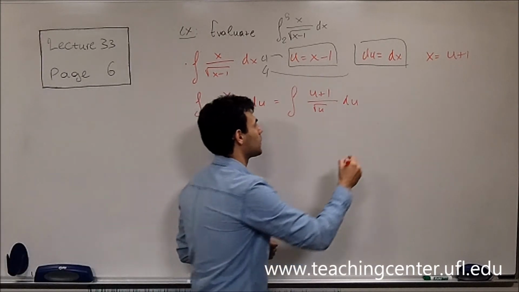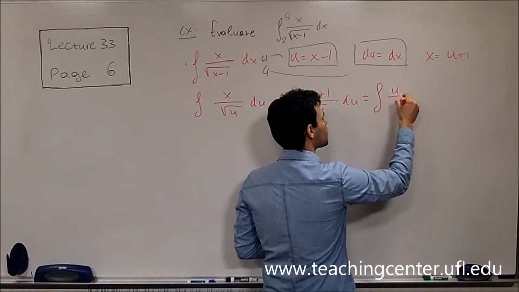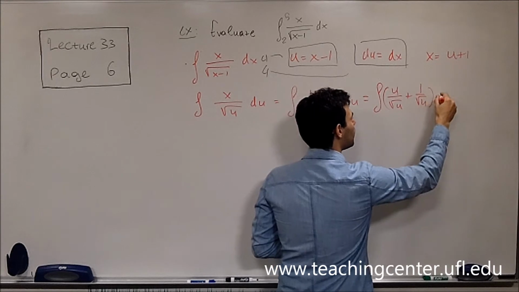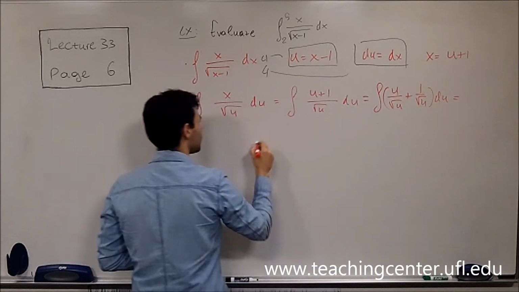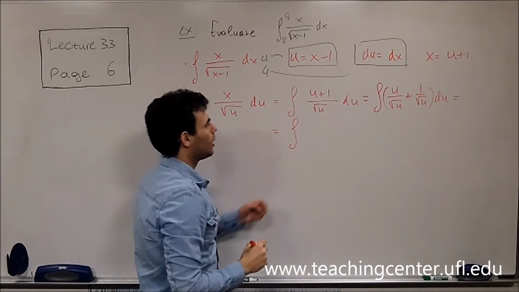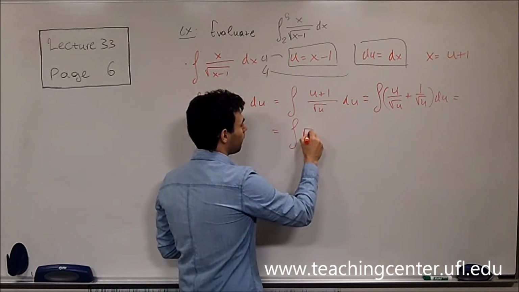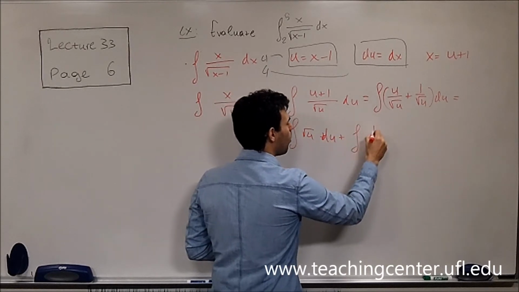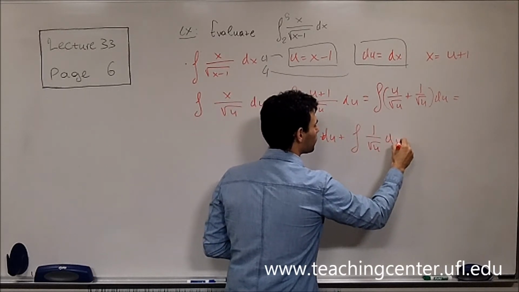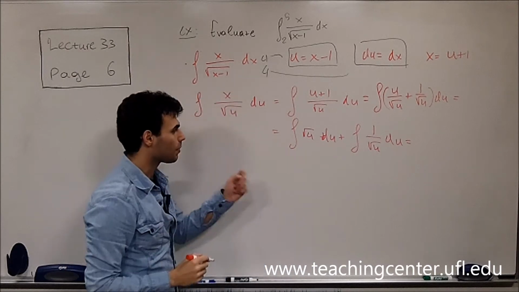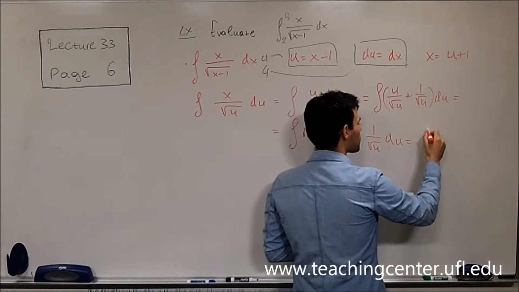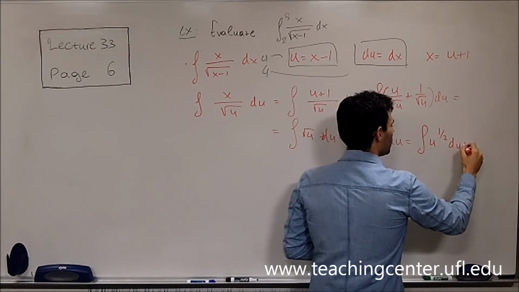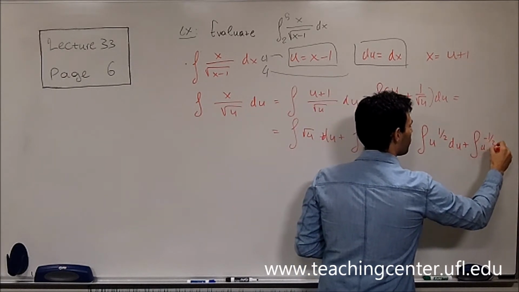Okay. And now that we have a fraction, the only way to deal with it is to break it apart. So this is the integral of u over square root of u plus 1 over square root of u du. And this breaks up further into u over square root of u, which just gives you square root of u, and du, plus 1 over square root of u du, like so. And I'm going to also change it into powers. So this is u to the 1/2 du plus u to the minus 1/2 du.